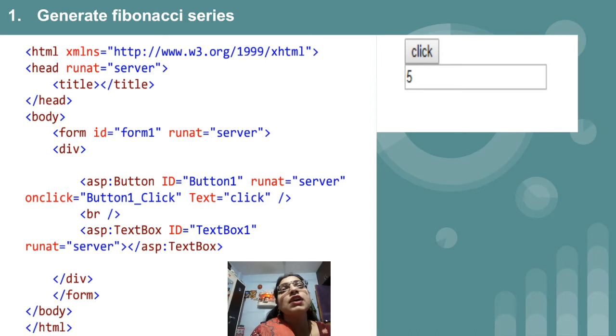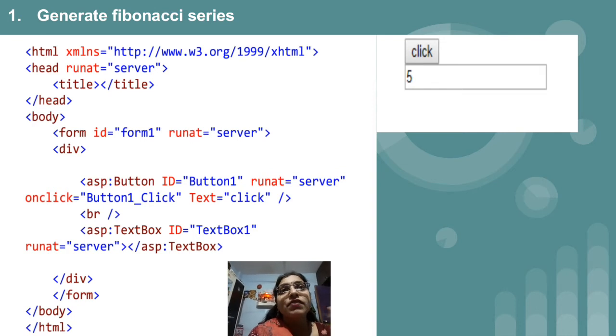Means suppose I have written 5 as a number. So in the logic I have taken 0 and 1 as starting numbers, because as you all know, when we want to generate Fibonacci series we should have initially at least two numbers, because the addition of those numbers will generate the Fibonacci series. So other than these two numbers, if I have entered 5, that means 2 plus 5, that is 7 numbers of the series are going to get displayed.